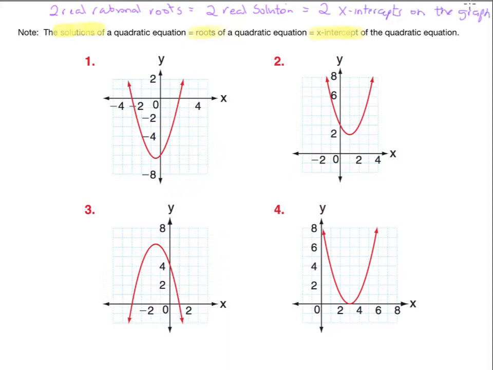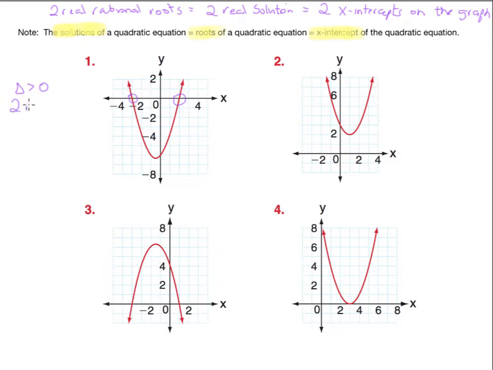Looking at the quadratic equation graphed in example 1, can you tell me if the discriminant is positive, negative, or equal to 0? So to do this, we will look at the x-intercepts. We have two x-intercepts for this graph. Since there are two x-intercepts, that tells us that our discriminant must be greater than 0. It must be a positive value.